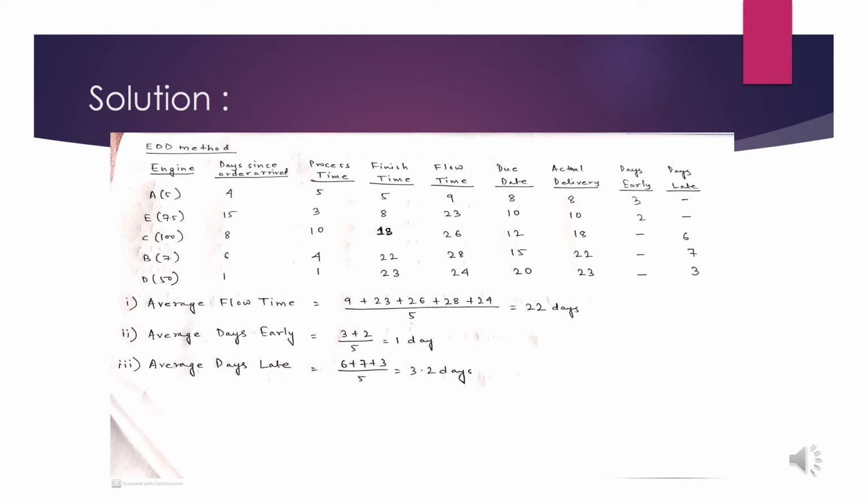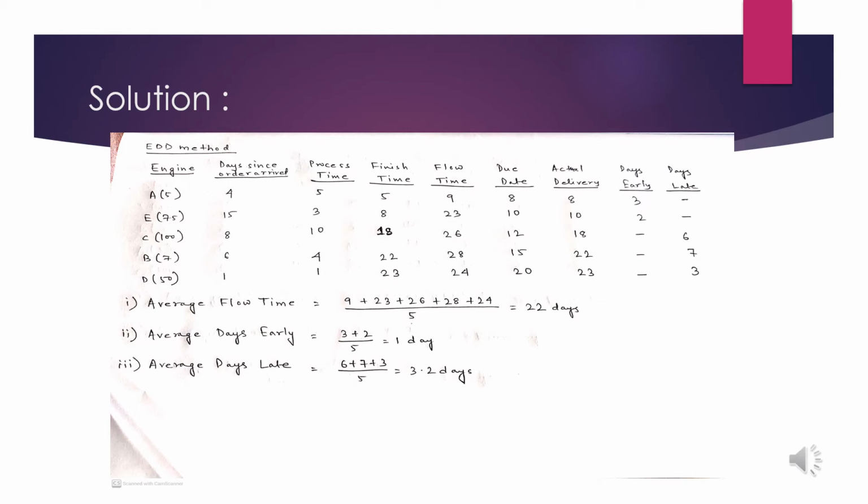And the days since order arrived have been rearranged accordingly: A is at 4, E is at 15, C is at 8, B is at 6 and D is at 1. The processing time, let's start off now. If A is the first work to be started, then it starts at 0. The processing time is 5. The finish time is 5, the starting time plus the processing time. And the flow time becomes the finish time plus the days since order arrived, which is 9.